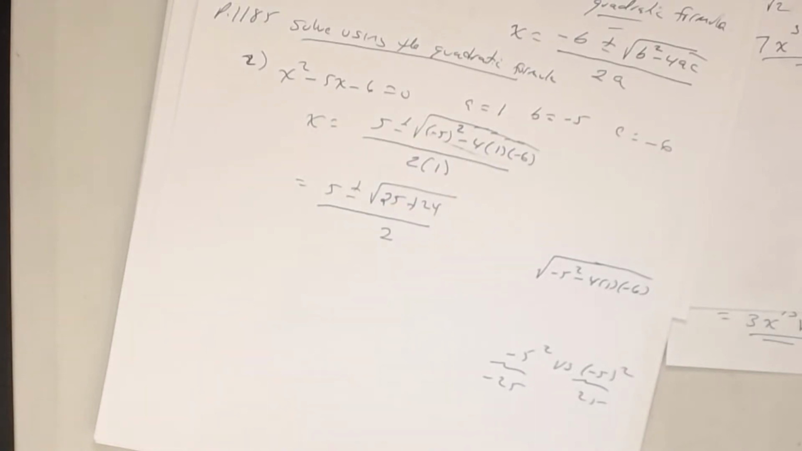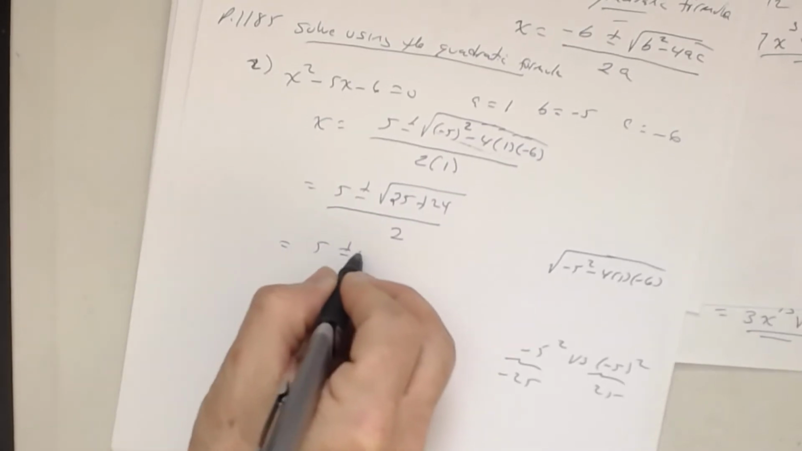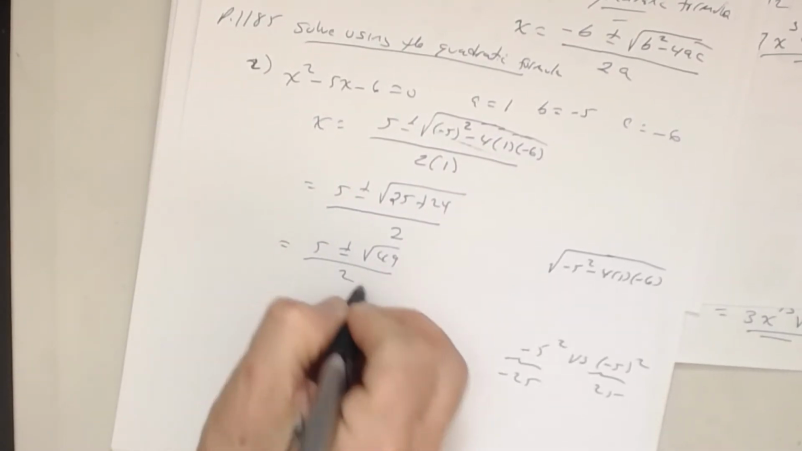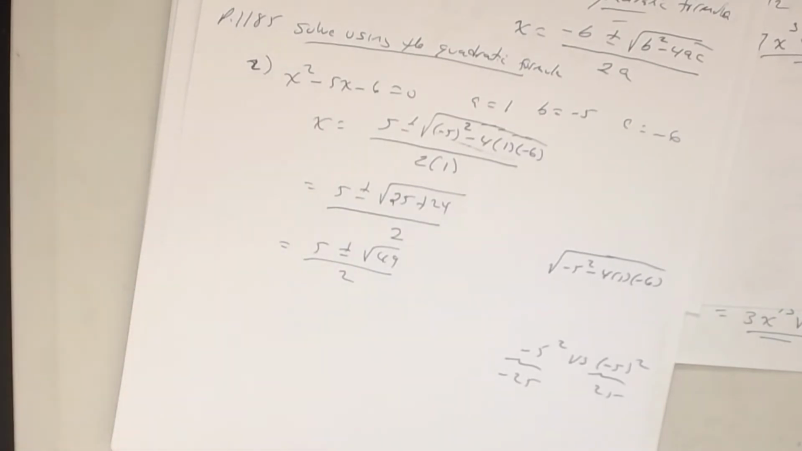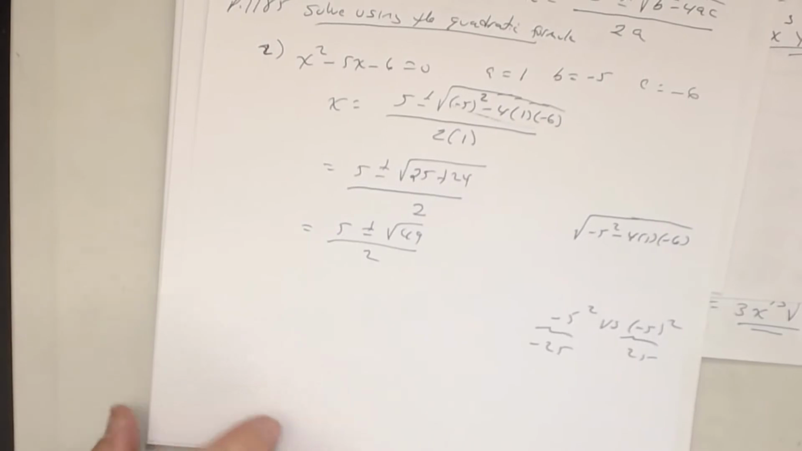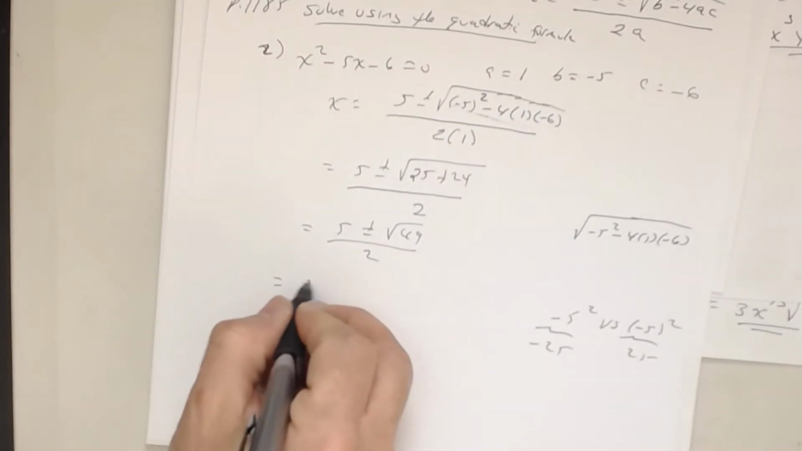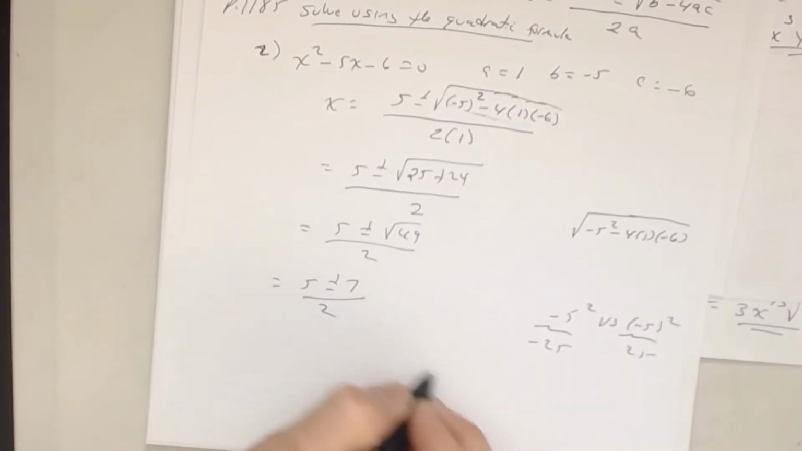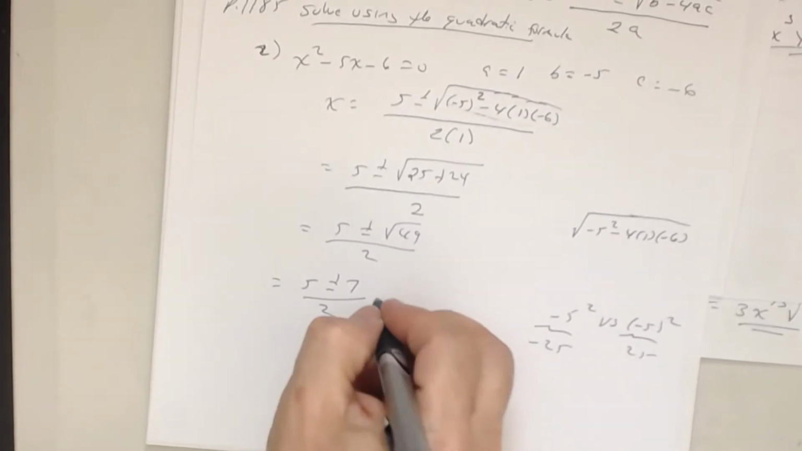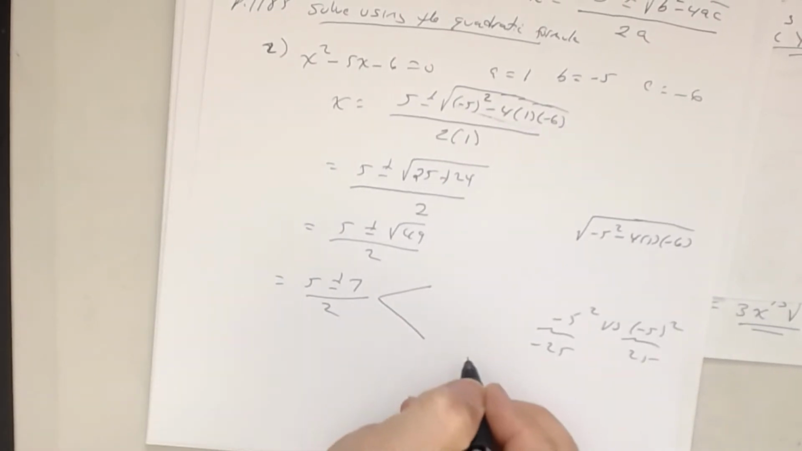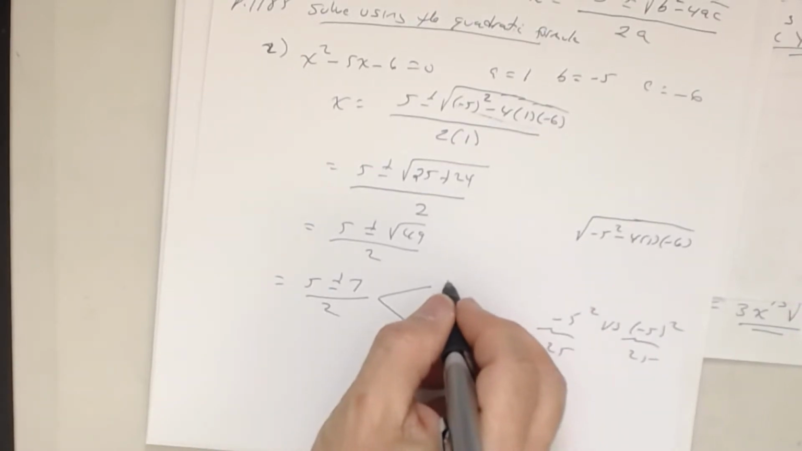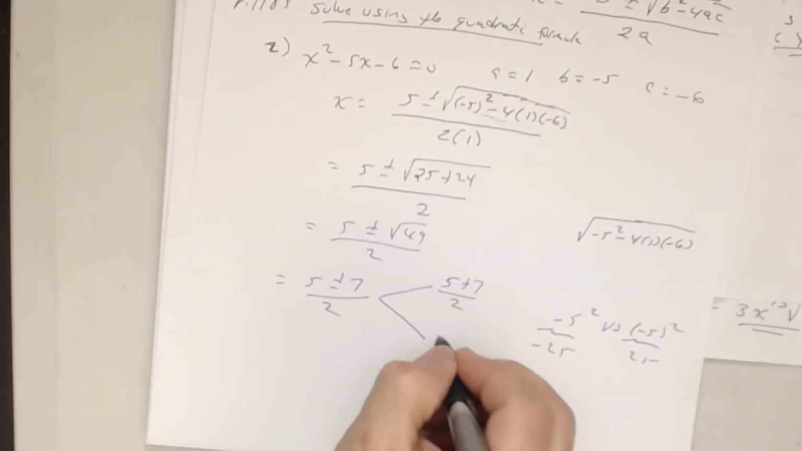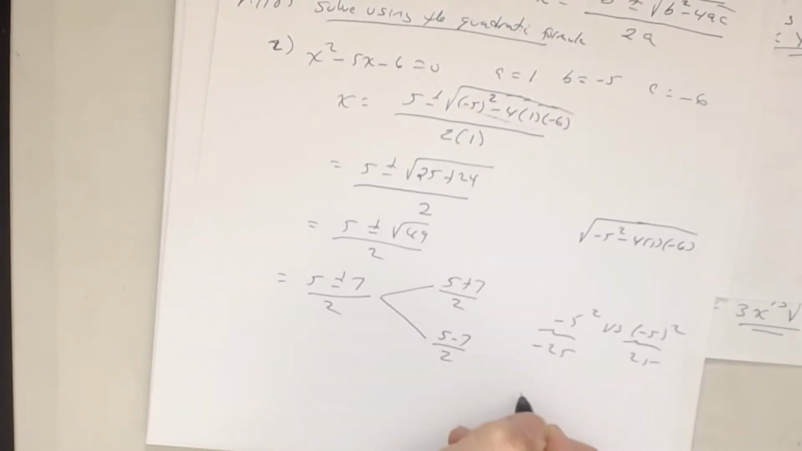Now let's simplify the radicand even further. What's 25 plus 24? So I get 5 plus or minus the square root of 49 divided by 2. And now that looks like what we did on the previous page. Simplify. What's the square root of 49? That becomes 5 plus or minus 7 divided by 2. And remember, that's where we say we're going to rewrite this. So how do you rewrite this? 5 plus 7 all over 2, and then what? 5 minus 7 all over 2.